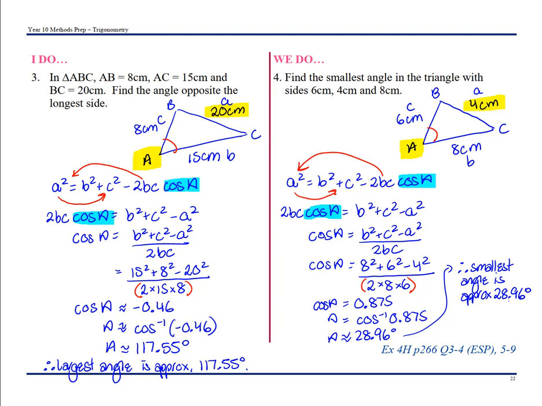It's exercise 4H, page 266. You want to do questions 3 to 4, every second part, and then questions 5 to 9.